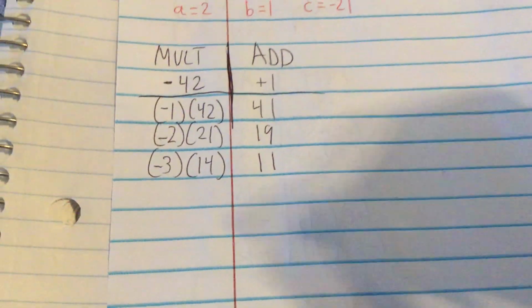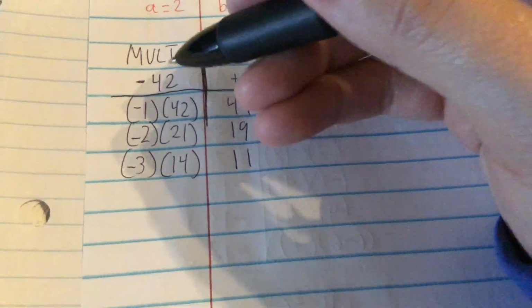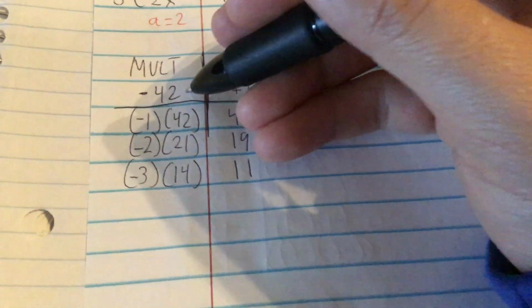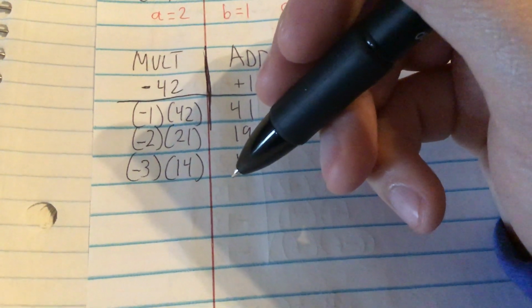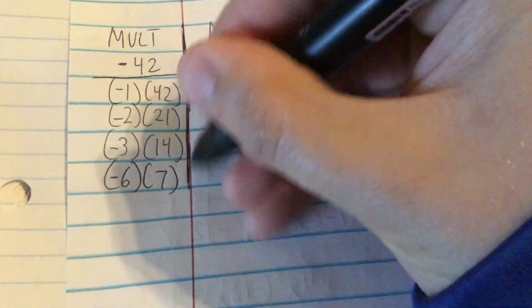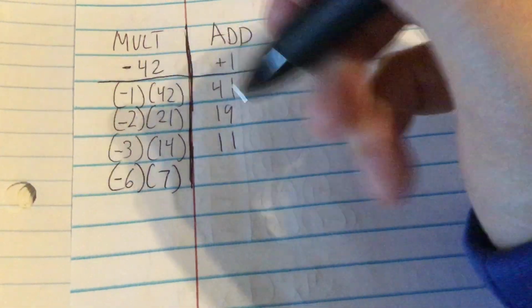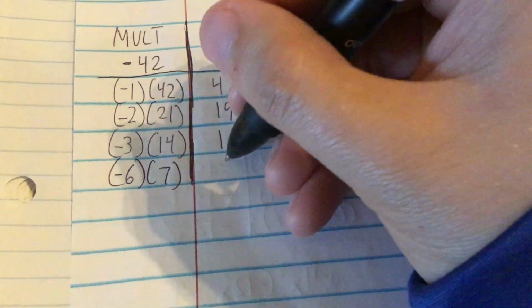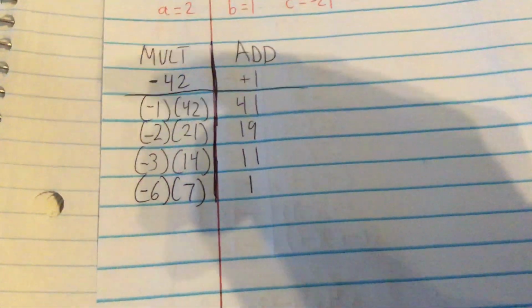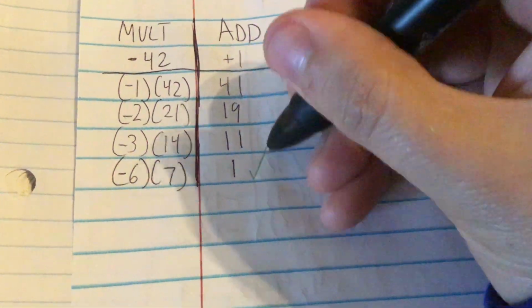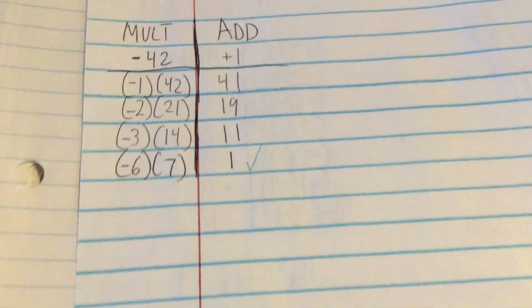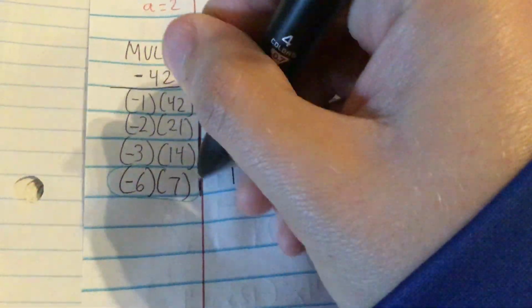Okay. 4 does not go in there unless it's a decimal. 5 also does not go into 42 unless it's a decimal. But 6 does. So let me try negative 6, positive 7. Negative 6 times 7 is negative 42, but negative 6 plus 7 is positive 1. We have a winner. So now we've got negative 6 and positive 7 as our winning team.